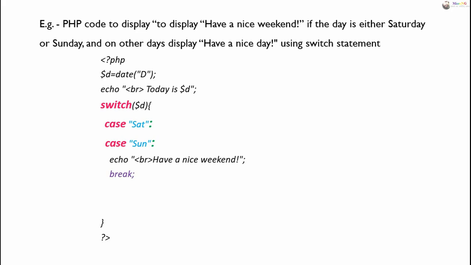So when $d is equal to either Saturday or Sunday, it executes the statement which is written inside case Sunday, and after that it will break. On all other days it goes into the default block, where we echo have a nice day.